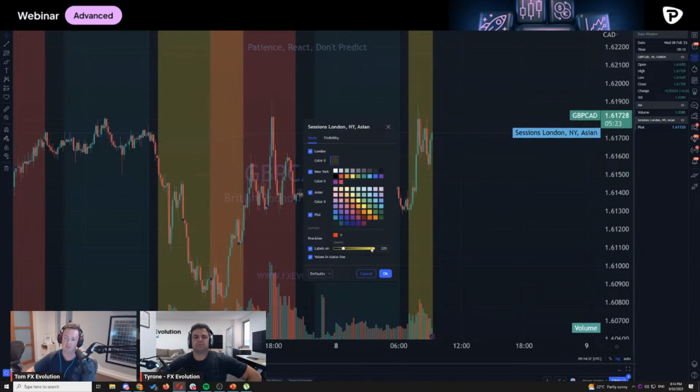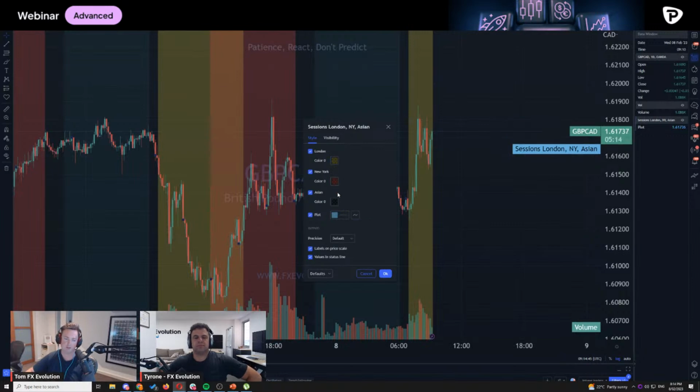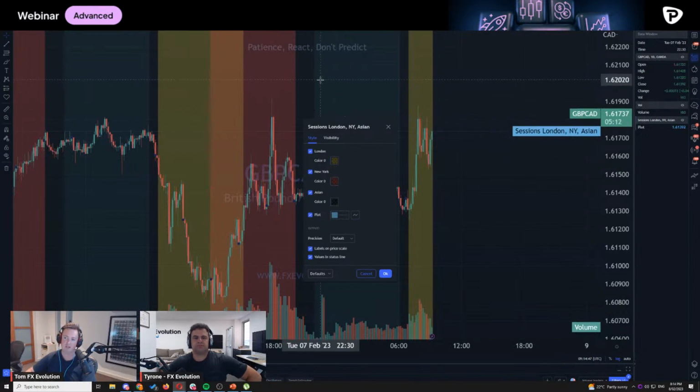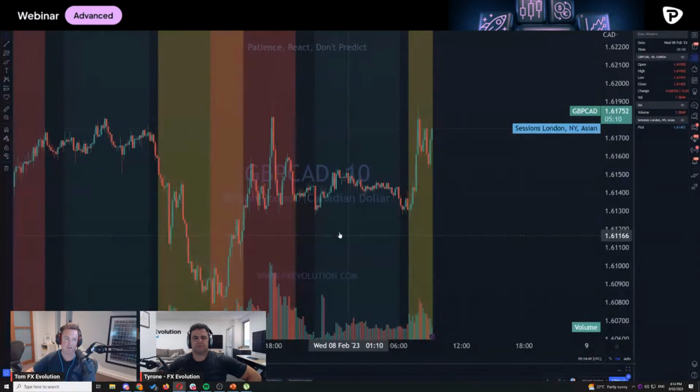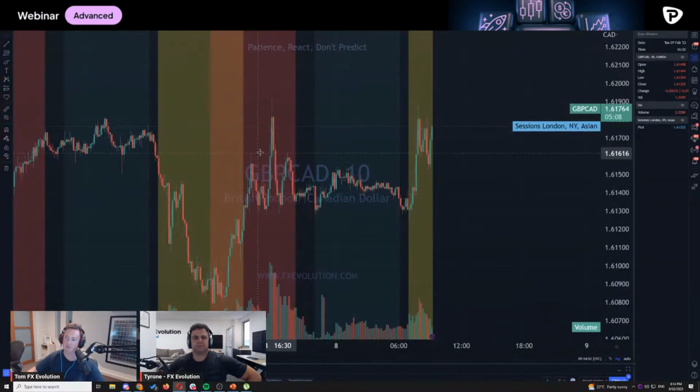Now, something I've done just to make it a little bit more clear to everybody is I've labeled it with a slightly higher opacity and a brighter color for the two that I really like, which is the London, New York session. And then for the Asian session, I've just grayed out a little bit. And that just makes it a little bit more simple to see on the charts.